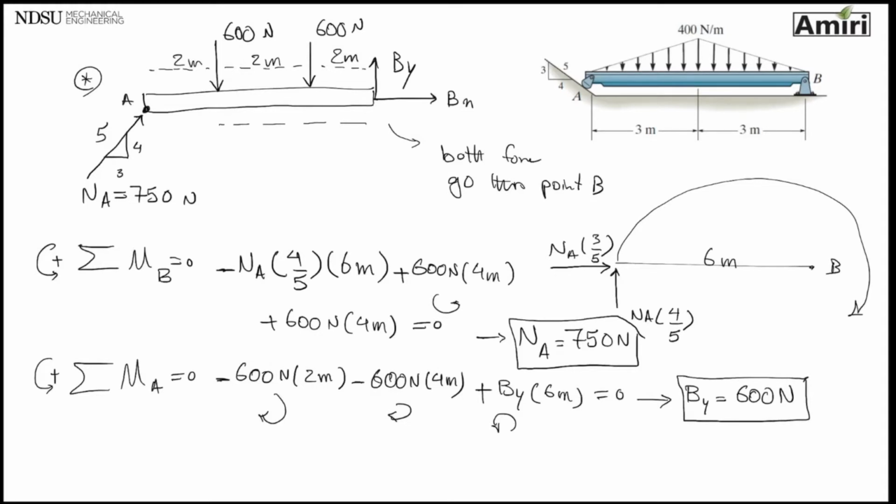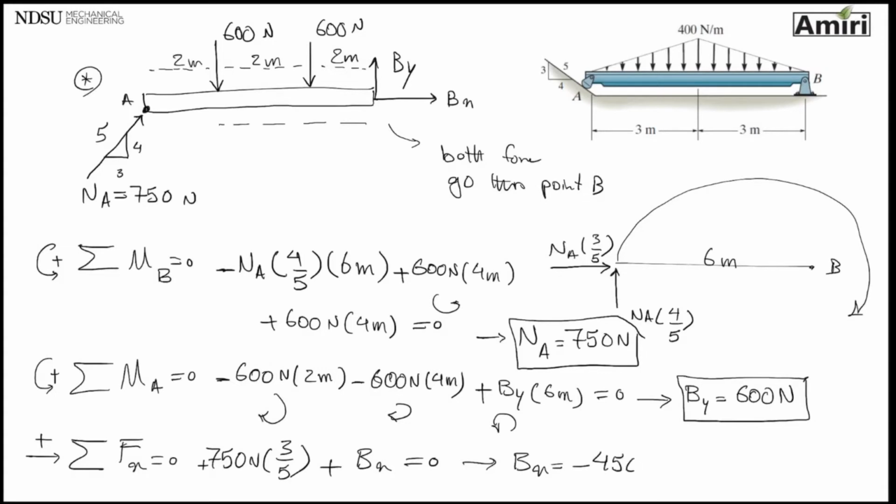The other equation that I can use, because I have only Bx left, I'm going to use sigma Fx equal to 0. I start from that star again. X component of NA, which is 750 newton, x component of it is 3/5. It's pointing towards right, so plus. 600, 600, both are vertical forces. By vertical forces. Plus Bx equals 0. This will give me Bx of minus 450 newtons. Again, that minus means when I was drawing the free body diagram, I should have drawn Bx the other way. But again, I didn't know, and you don't have to go back and change your free body diagram.